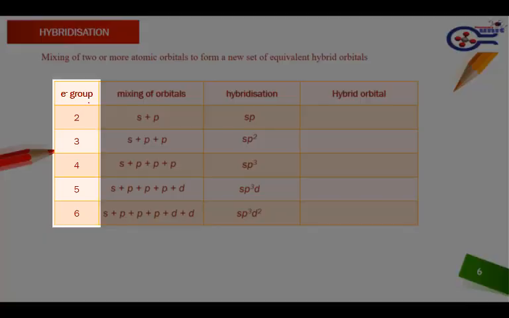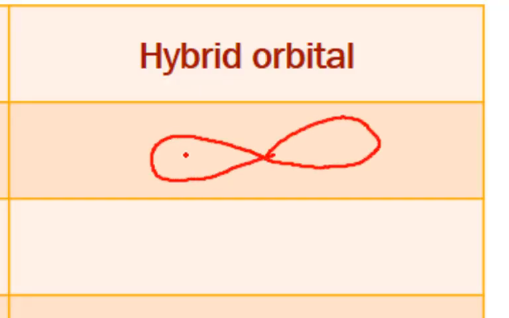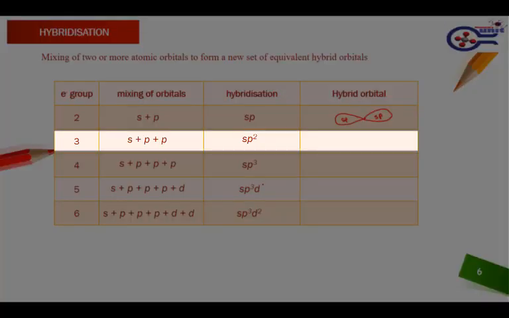We can relate electron groups of the atom in the molecules with the types of hybridization. For 2 electron group atom, it involves mixing of 1 s orbital and 1 p orbital. So, we will have a hybrid orbital named sp. 3 electron group involves mixing of 1 s orbital and 2 p orbitals. So, we will have a hybrid orbital named sp2.